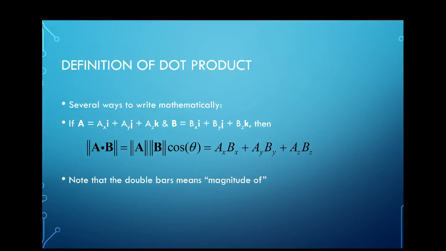There's a couple of different ways to write it mathematically, but if we have 2 vectors A and B, where A is AX i hat plus AY j hat plus AZ k hat, and B is equal to BX i hat plus BY j hat plus BZ k hat, then A dot B is the magnitude of A times the magnitude of B times the cosine of the angle between them, which is also equal to the sum of the product of the components. So AX times BX plus AY times BY plus AZ times BZ.